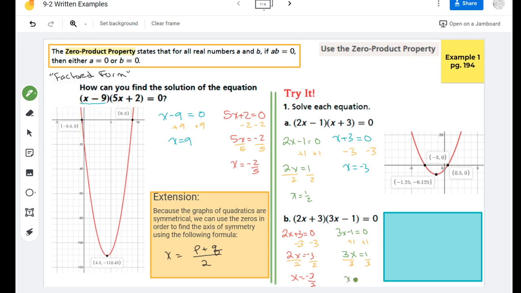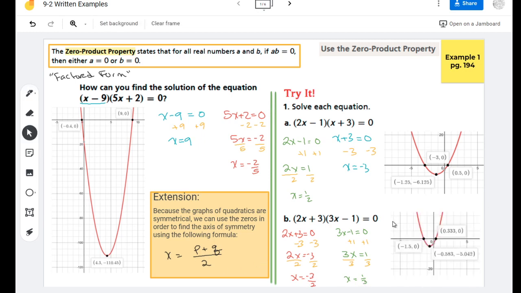Now notice this method is a lot better than dealing with that table method from our last section, right? Because tables of values don't always have 1/3 and negative 1.5 on them. Factoring it out and then setting each factor equal to 0 will get you these quirky answers that tables wouldn't otherwise give you. And so you can see those intercepts right there. So that is how to use the zero product property.